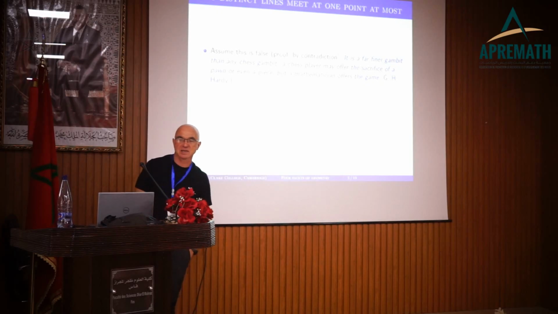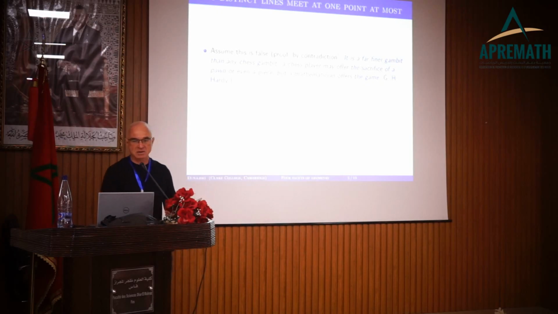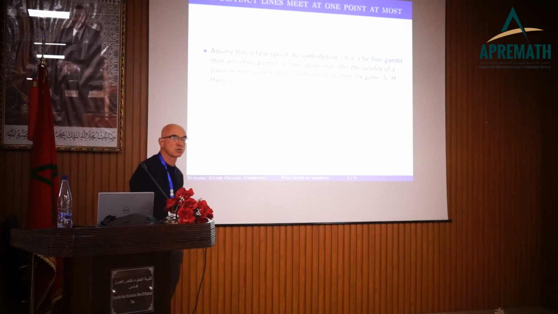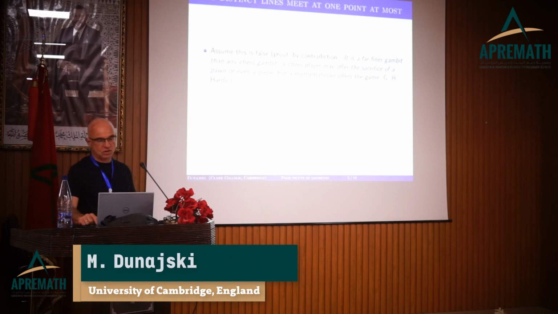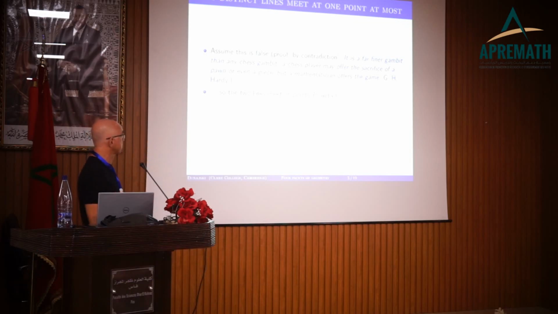In chess, in a gambit, you sacrifice a pawn or a piece in order to gain an advantage. By trying to prove something by contradiction, a mathematician offers, Hardy says, a whole game. So how is that happening? Well, we're going to assume that this statement is false. How can this statement be false?